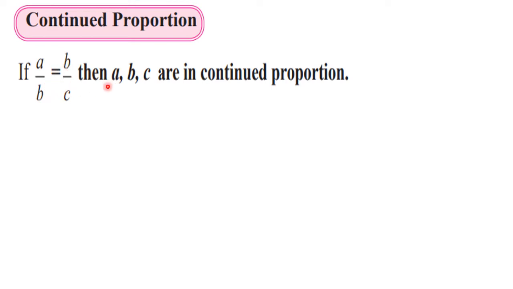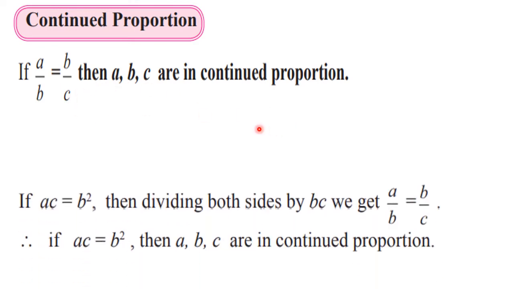Okay. So in this case we can say that A, B, C are in continued proportion. Further, if we want to write the next ratio, it will be C upon D. Then A, B, C, D are in continued proportion. Okay, that means here the denominator of the first ratio is continued as the numerator of the next ratio. So it is called as what? Continued proportion. Okay. Please write down all these important points.